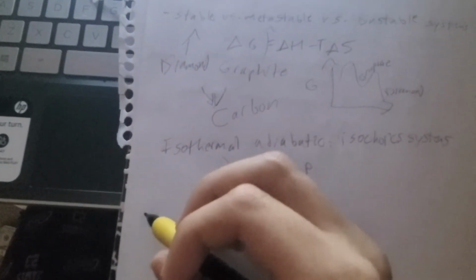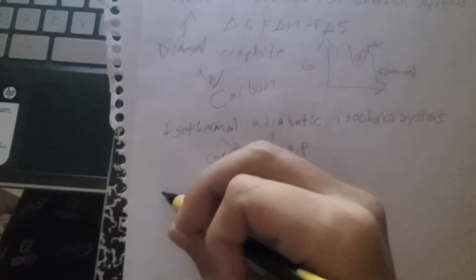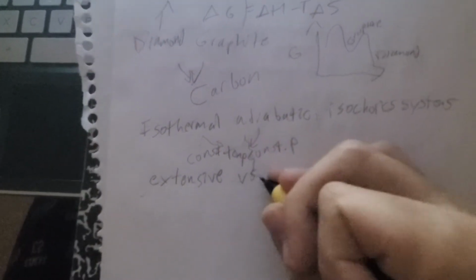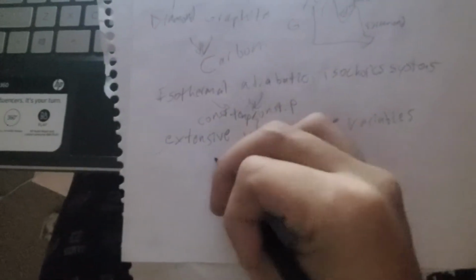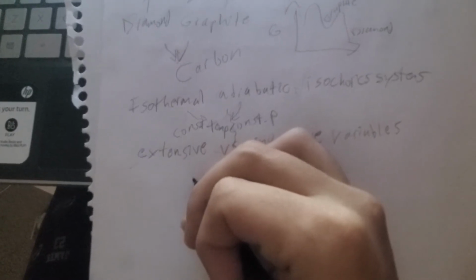But now I want to get to the heart of the matter, which is spontaneous. Actually, there are a little bit more terms I'll cover. You have your extensive versus intensive variables, and you have state versus process variables. Now, what do these mean?